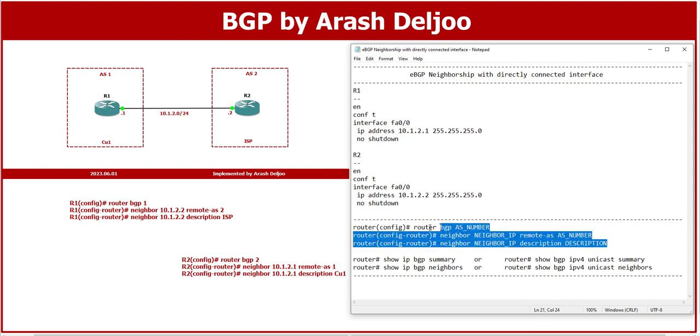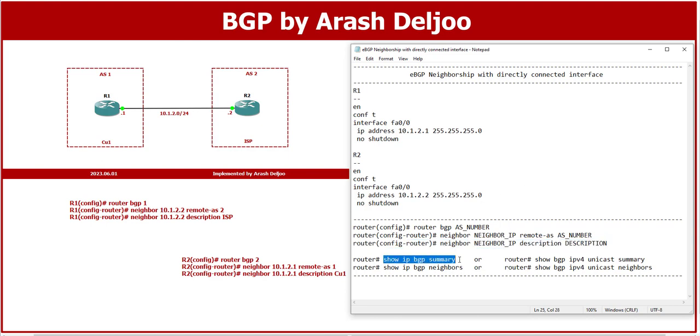This is the configuration. The first part of configuration, router BGP AS number and then neighbor IP remote AS number is mandatory, but the second part, the neighbor IP description, is actually optional. If you want to check neighborship, you can use show IP BGP summary and also show IP BGP neighbors.